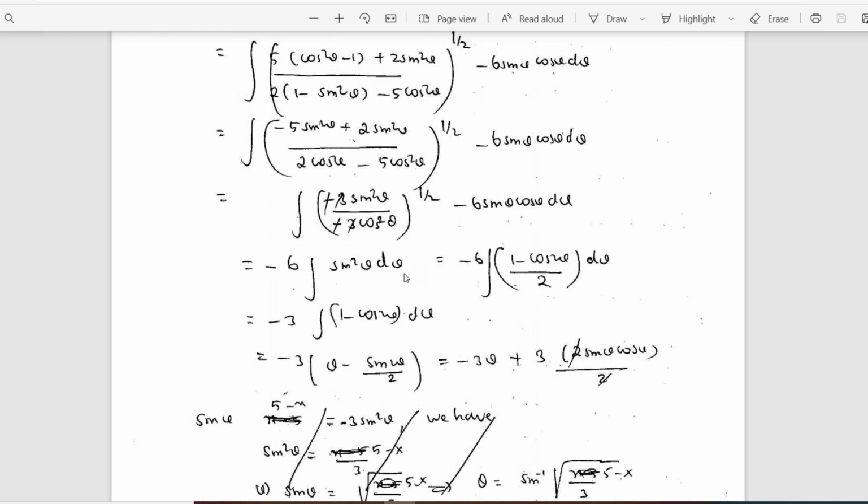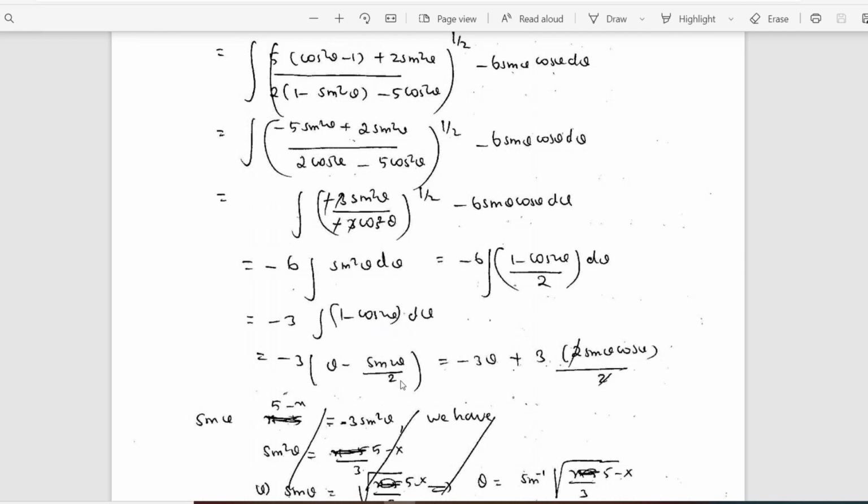And square root of sin square theta is sin theta. Square root of cos square theta is cos theta. Cancelling is cos theta. So what you are getting? Sin square theta d theta. Now write the formula for sin square theta. It is 1 minus cos 2 theta by 2. Cancelling this 6 and 2. You are getting 3. 1 minus cos 2 theta d theta.